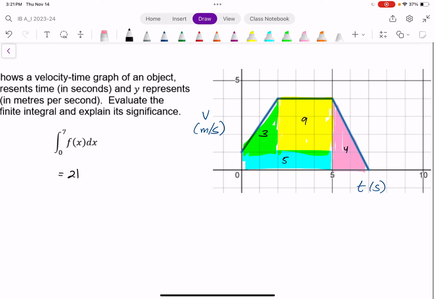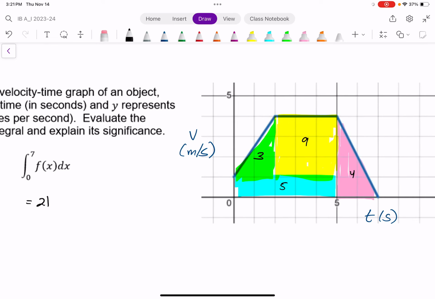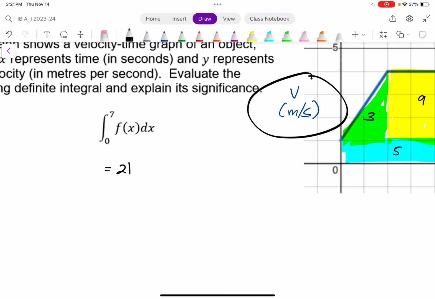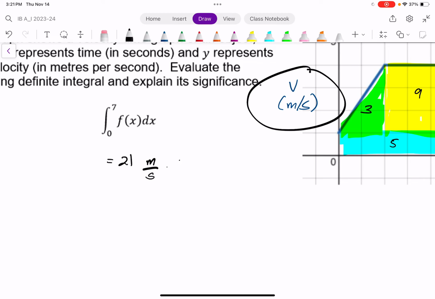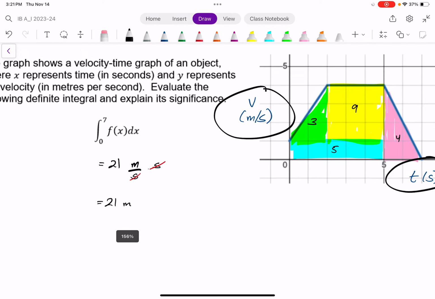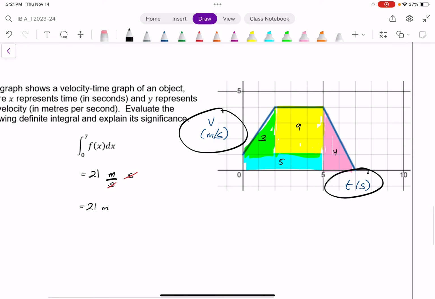What does this mean? Well, notice, if I'm finding area, I'm essentially breaking this up into length times width or something like that. In this case, it's my x times y. So my units are meters per second times seconds. Well, notice I can see that these seconds cancel out. And so that gives me a sense about what this means. My answer is 21 meters, which means this integral here represents the total distance this object traveled in the first 7 seconds. Right, because it ended right here.